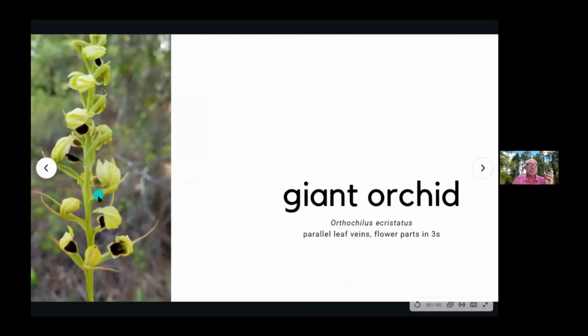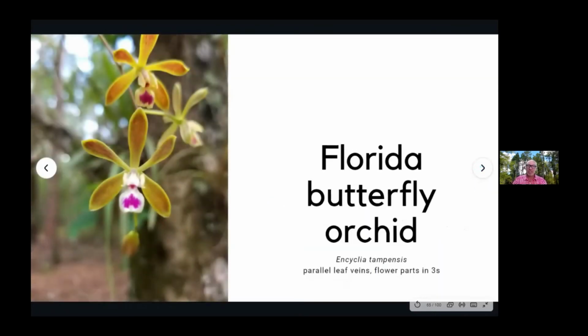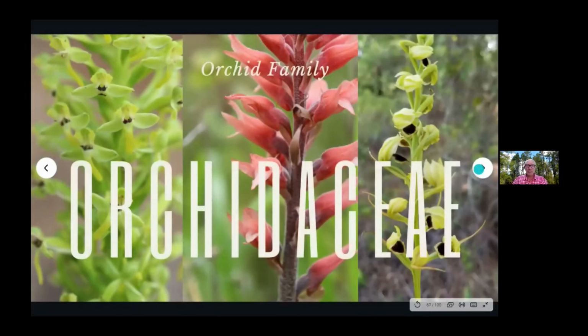Parallel leaf veins, the flower parts are in threes. The flowers are put together in a very particular way, particular to this family of flowering plants, the orchid family. The butterfly orchid also, with its flowers, its morphology, matching those of its cousins, different enough to be in a different genus, but all these genera together are representatives of this one family, the Orchidaceae.